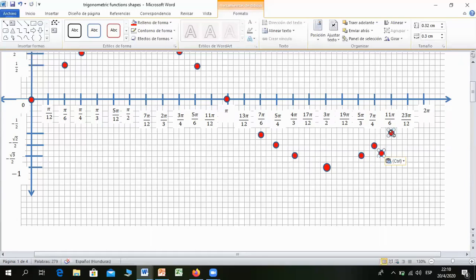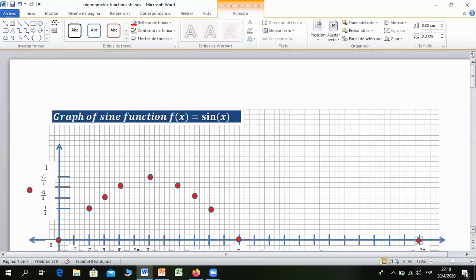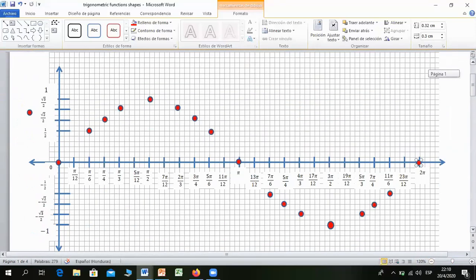And of course, if we go to 2 pi, it's 0 again. So this is what we have, and this essentially makes the shape of sine. All we have to do right now is join those values.